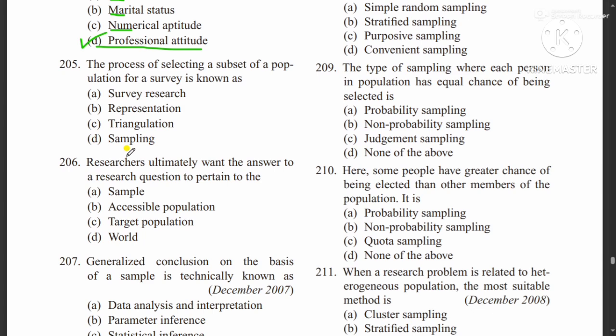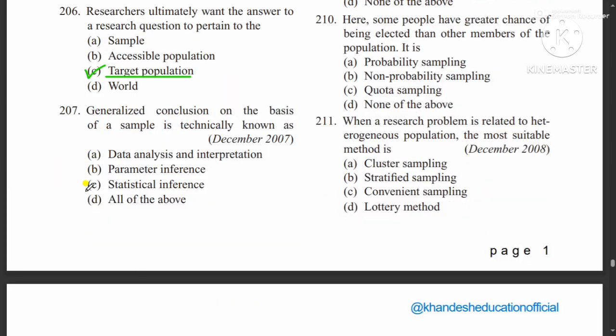Next question: the process of selecting a subset of a population for a survey is known as. Option D is correct. Sampling. A researcher ultimately wants the answer to a research question to pertain to the. Option C is correct. Target population. Next question: generalized conclusion on the basis of a sample is technically known as. Option C is correct. Statistical inference.